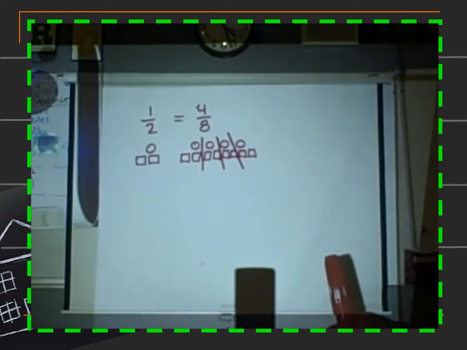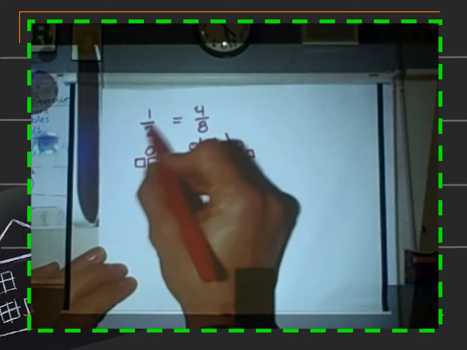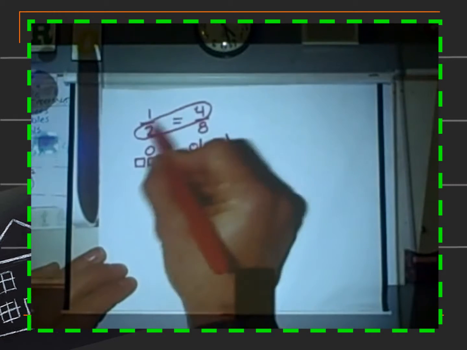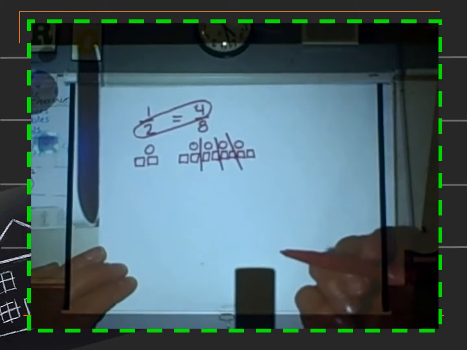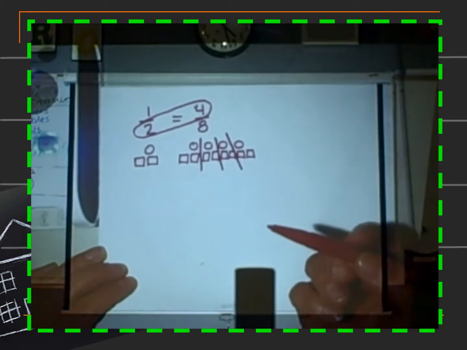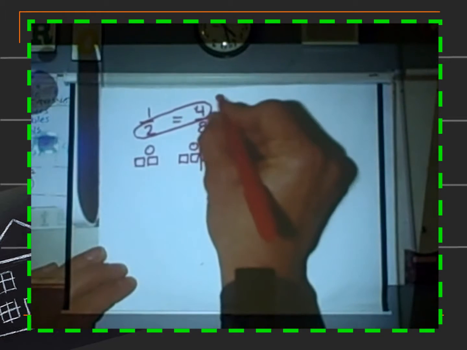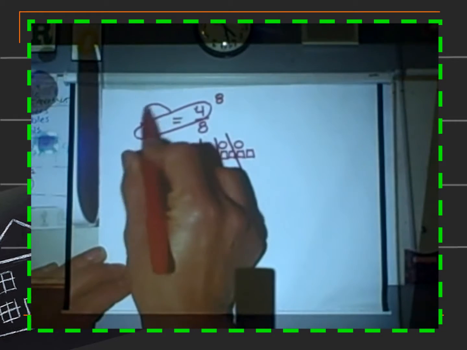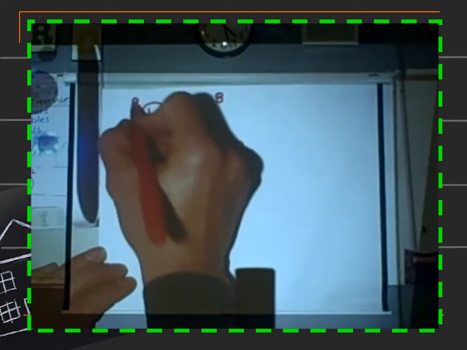One of the strategies that I'm going to be showing you today is to find your cross products. Okay? So what we would do is we are going to circle these, and because I said cross product, we should know that product is the answer to a multiplication problem. So 2 times 4 is 8. Now let's find the other cross product. 8 times 1 is 8.